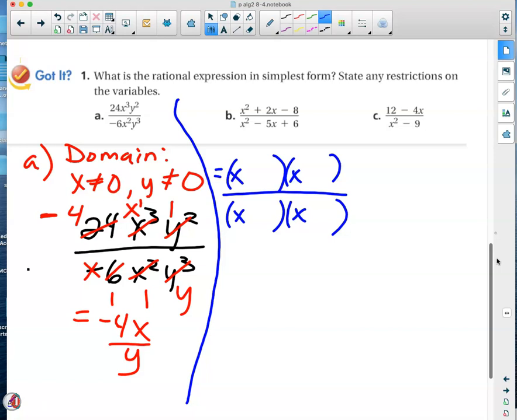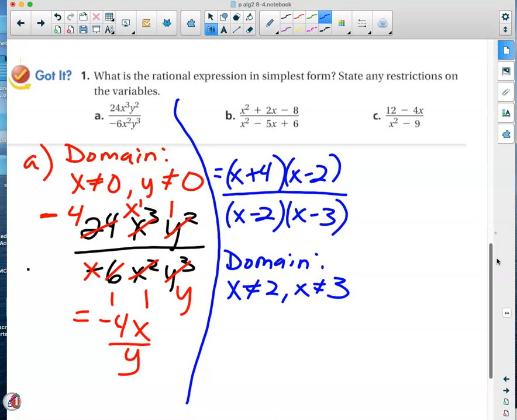Plus 4 and negative 2. And the 2 numbers that will make our denominator work. Negative 2 and negative 3. Before you cancel, remember, we did this so we could see the domain. So what numbers are out for x? 2 and 3. And we can cancel what? The x minus 2's are gone.